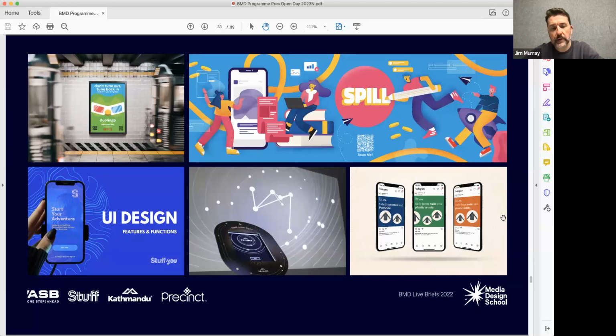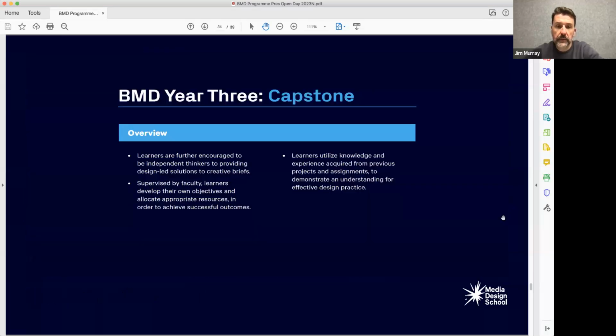Lots of live briefs that I spoke about before. You know, bottom left-hand example is from Staff. Bottom right-hand example there is from Kathmandu. The top right is from ASB Bank. That project at the time was trying to understand if we could improve how young people save money for the future.